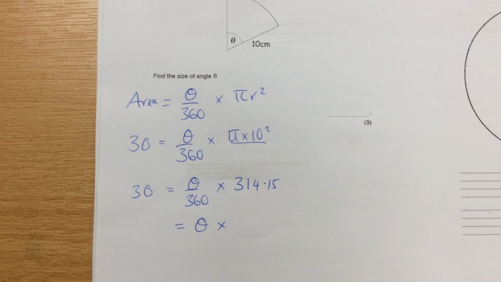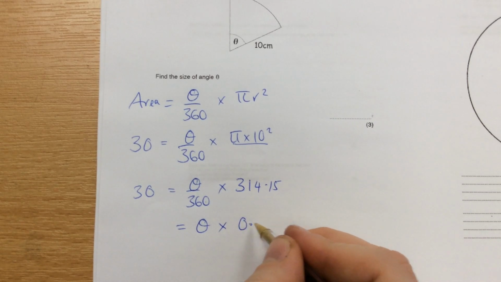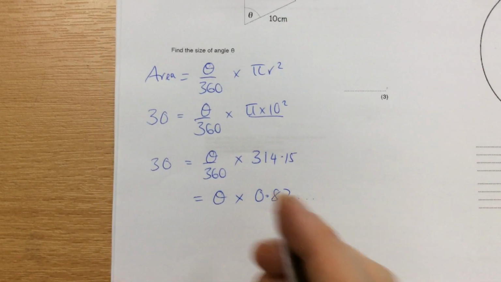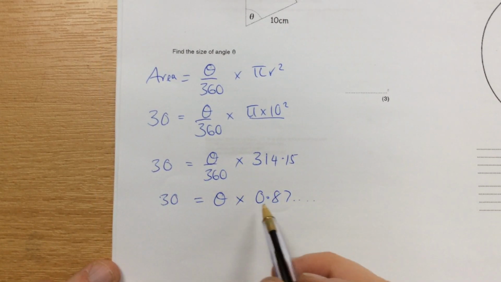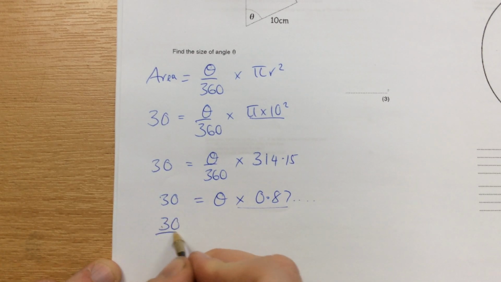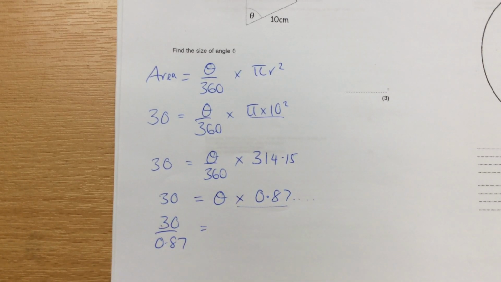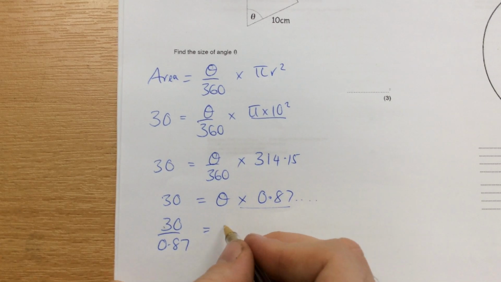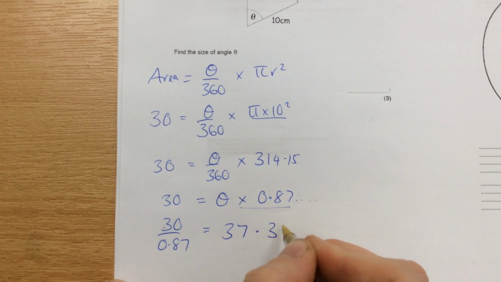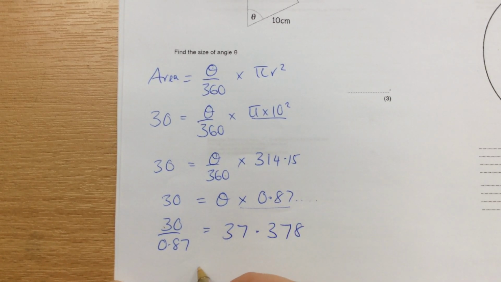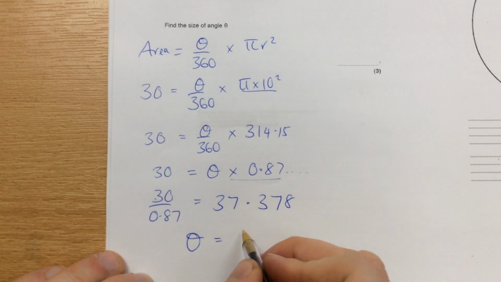314.15 divided by 360, which gives us 0.87. I'm keeping the full display on my calculator at all times, so I get 30 equals that. And then if this is times, I can do 30 divided by 0.87. So again, keeping the full display on the calculator, this comes out as 34.378, so theta equals 34 degrees if we go to the nearest degree.